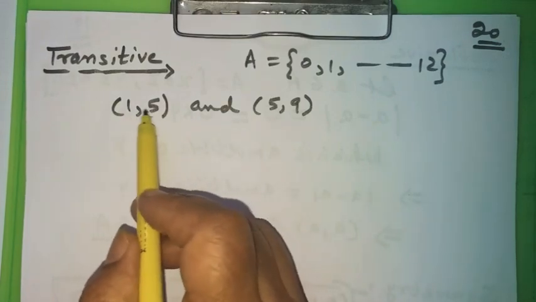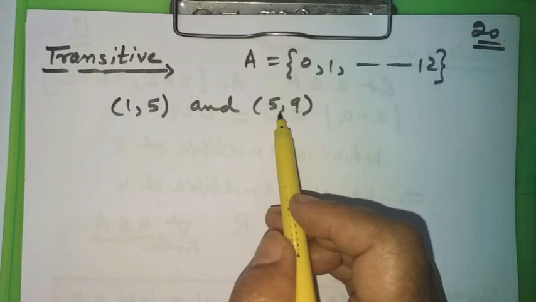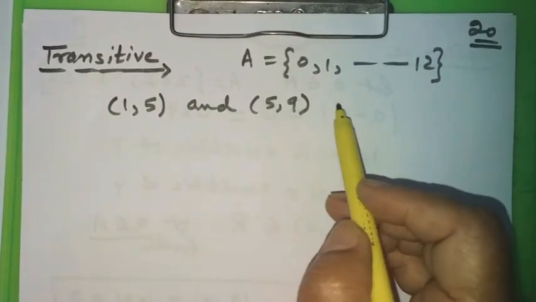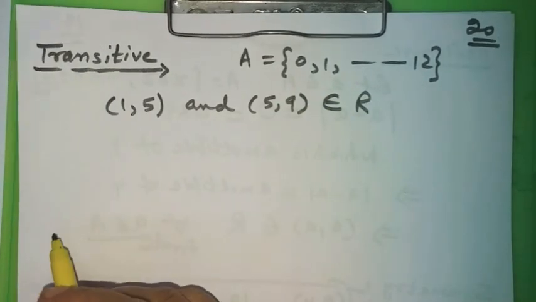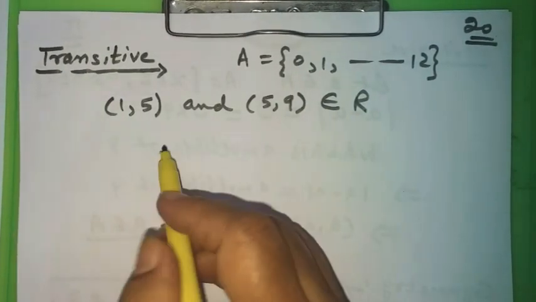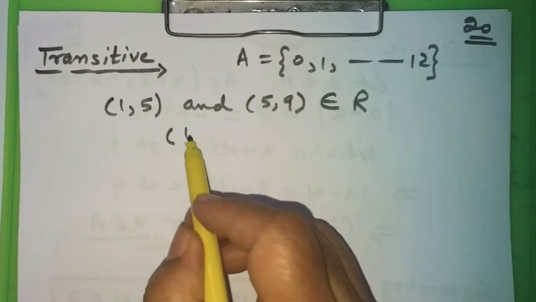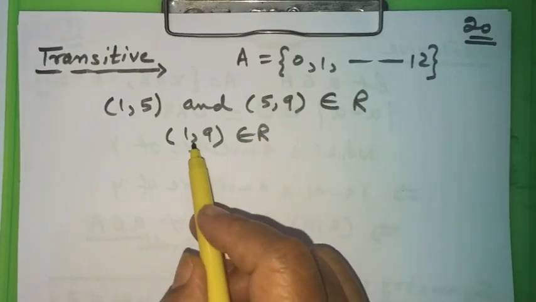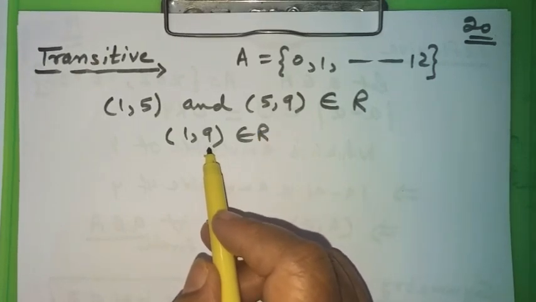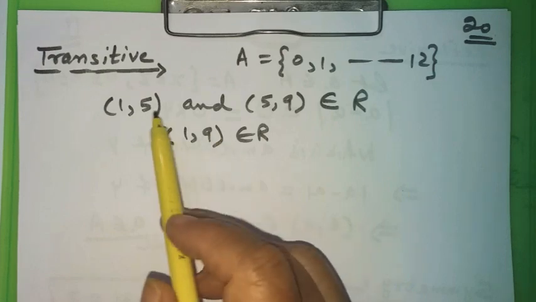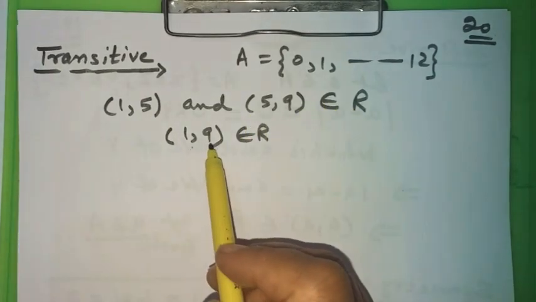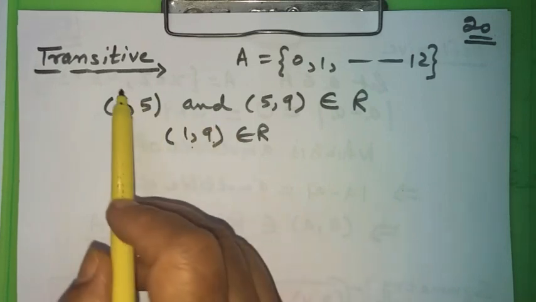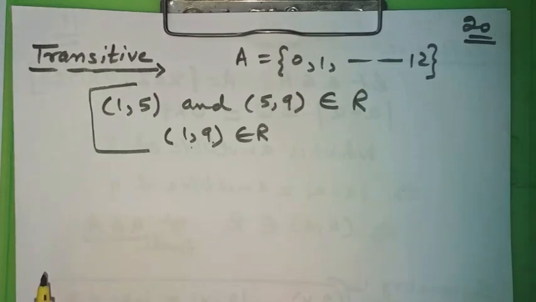You can see their difference is 4, difference 4. So their difference is a multiple of 4. So we know that both of these belong to the relation R. Now tell me, 1 comma 9, will it also belong to R? Yes, it will also belong to R, because the difference of 1 and 9 is 8. Here the difference is 4, here the difference is 8. So they also belong to R. So the transitive ordered pair also belongs to R. So mentally I have checked that yes, the relation is transitive.